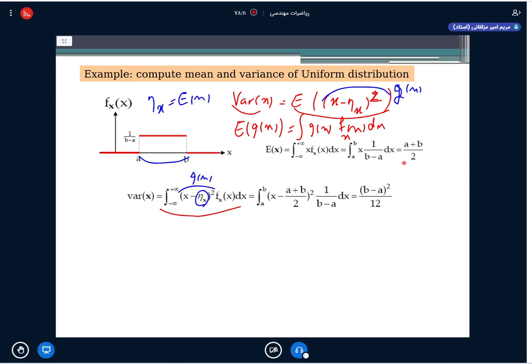We know that the expectation of x is equal to this value. We replace this value for the expectation of x and then compute this integral. And the variance is equal to this value. So this is an example of computing the expectation and variance of a random variable for the continuous case. Here our random variable x is a continuous random variable.